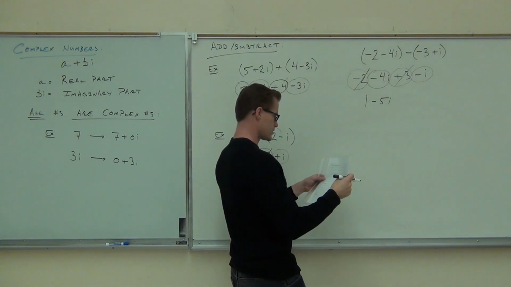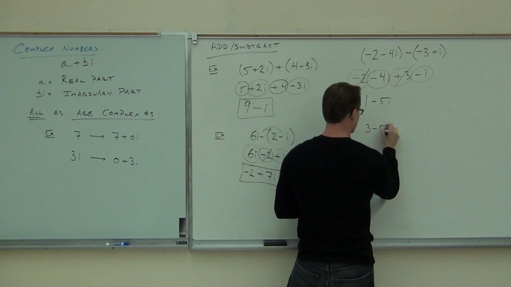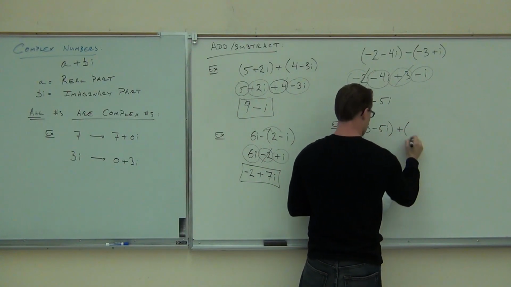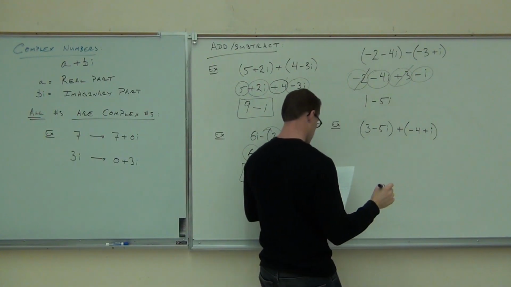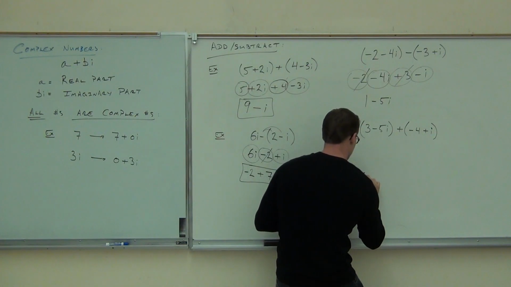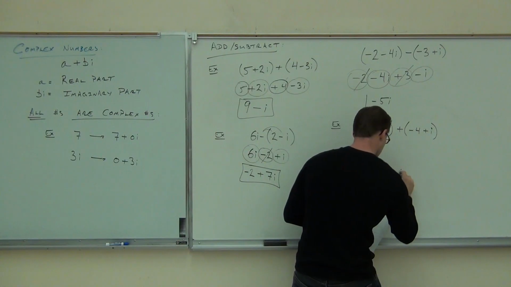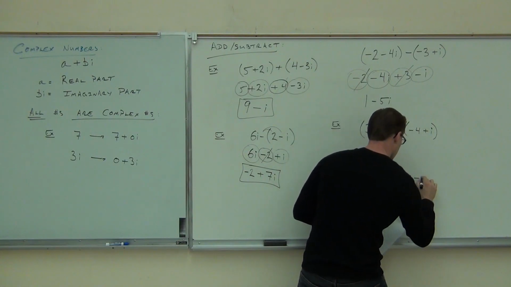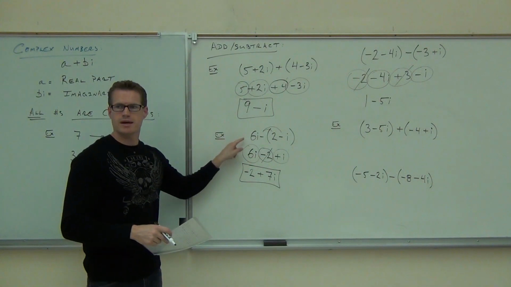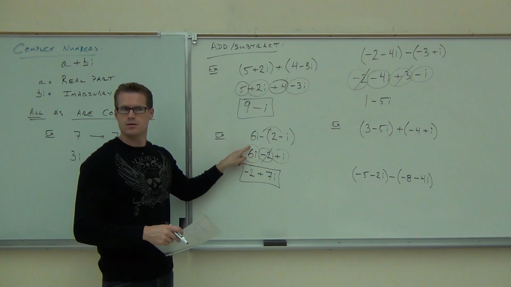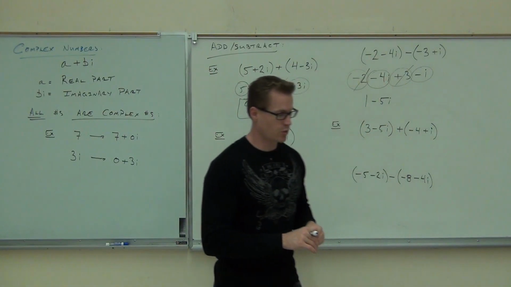Okay, try a couple on your own. Let's do 3 minus 5i plus negative 4 plus i. And that one. Were you guys okay on this example? Do you need another one like that, or are you all right with that one? Very, very similar to these problems. Go ahead and do those. I'll give you about 30 seconds and we'll wrap it up.